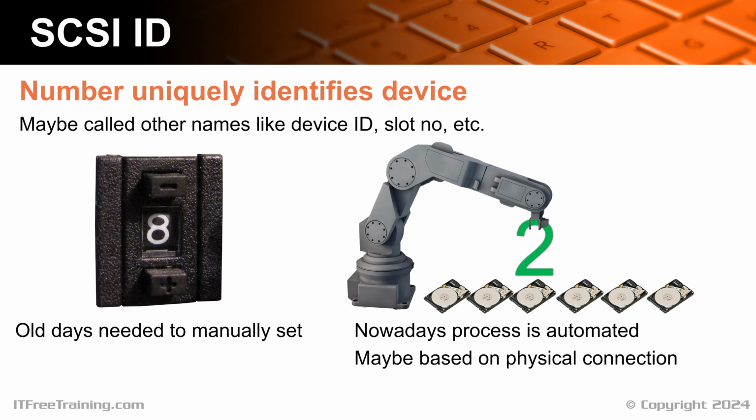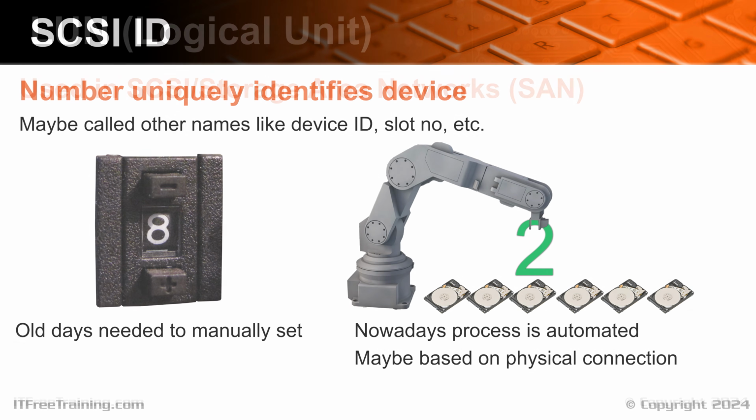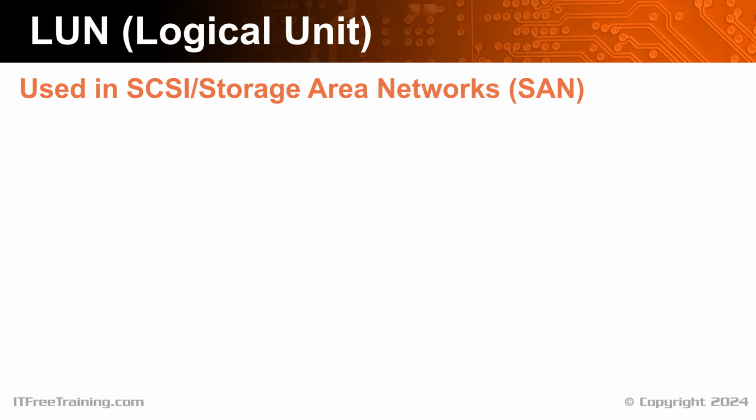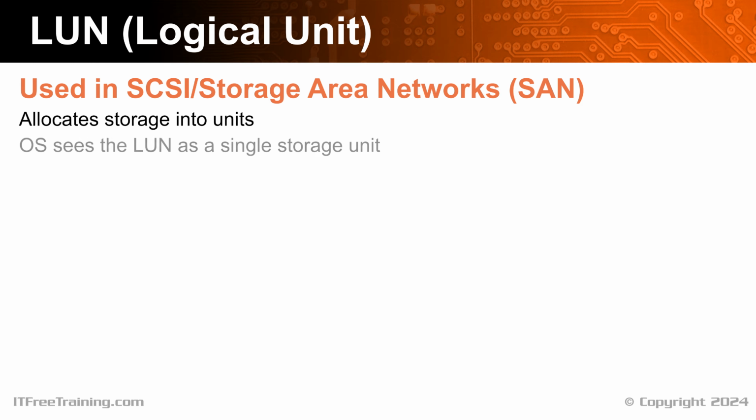The storage devices can also be divided up into logical units, referred to as a LUN. In SCSI, and often used in storage area networks or SANs, there is the concept of a LUN. A LUN essentially allocates storage into units. When storage is divided up like this, it is seen by the OS as a single unit. When dividing storage up like this, it may not be referred to as a LUN, but the concept is still the same. The term LUN is commonly used with SANs and sometimes with SCSI.